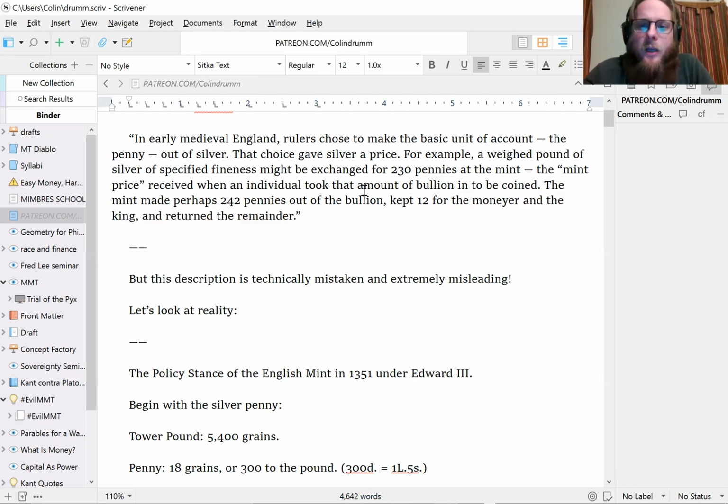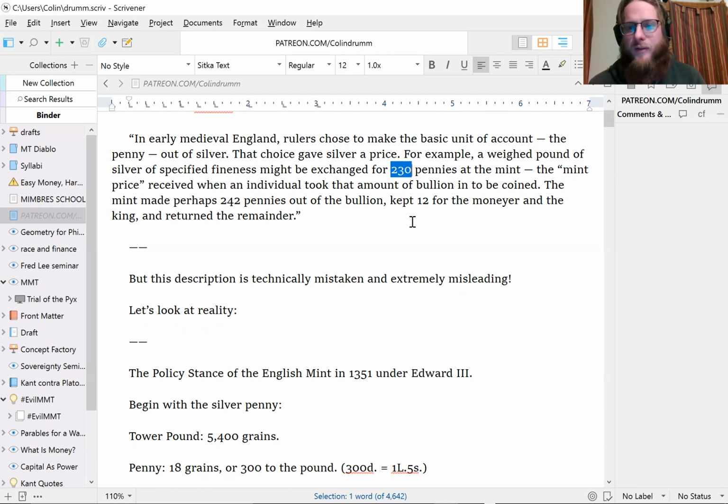So what she's saying is that the merchant is going to bring a pound of silver to the mint and get a little bit less than a pound in return. So this is 19 shillings 2 pence, so it's 10 pence short of a pound. Now, her argument for why the merchant might want to do this: you might ask, why would you want to get less than a pound for a pound? That seems like a bad deal.